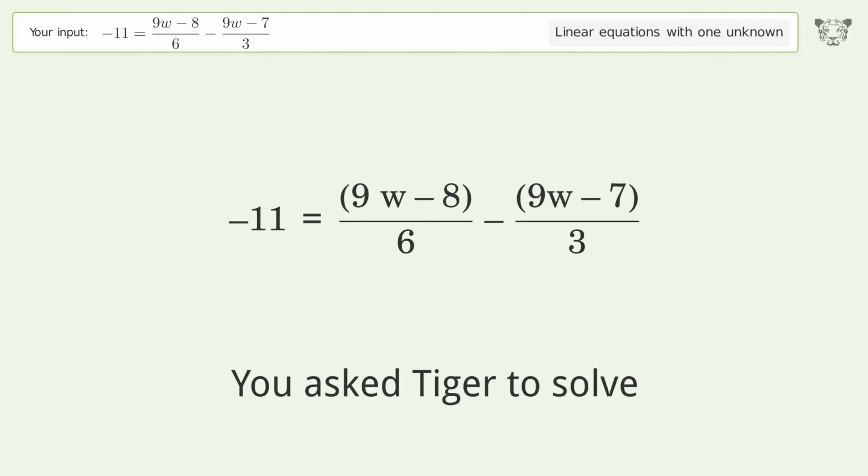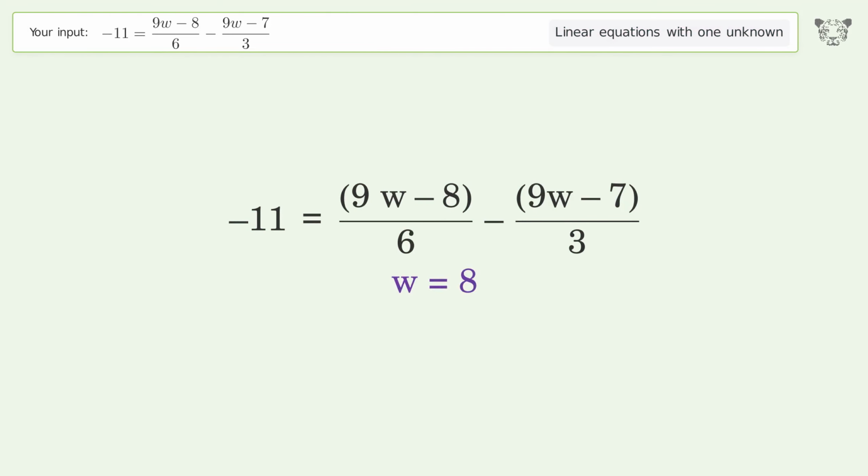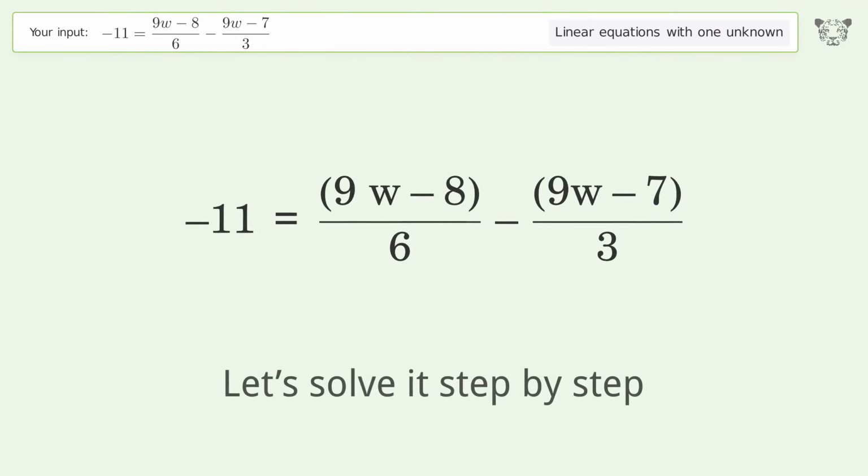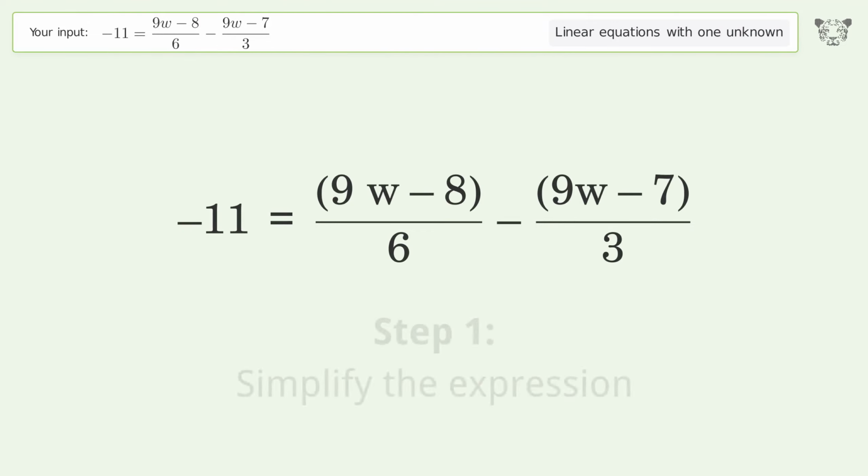You asked Tiger to solve this. This deals with linear equations with one unknown. The final result is w equals 8. Let's solve it step by step. Simplify the expression. Break up the fraction.